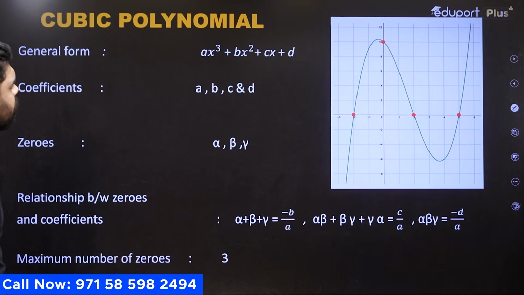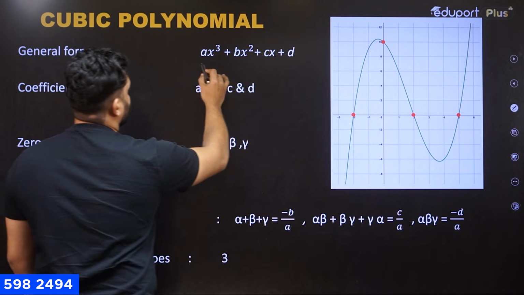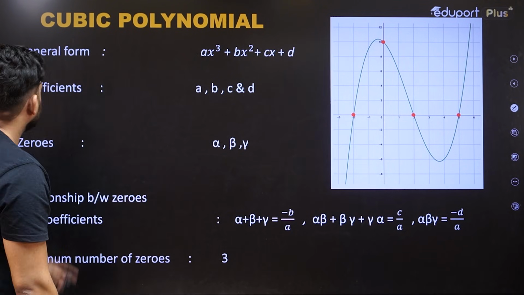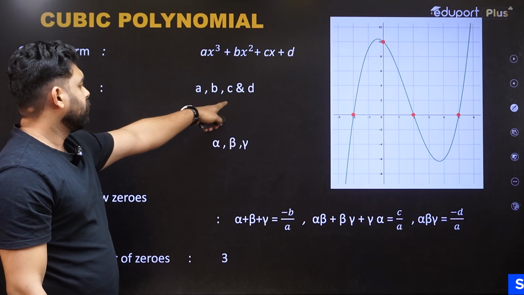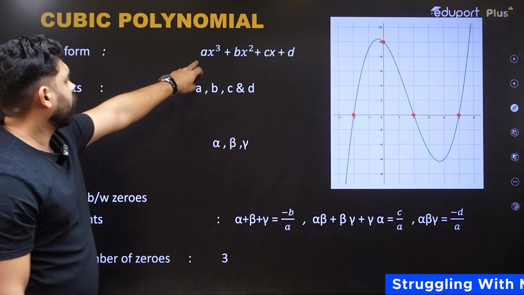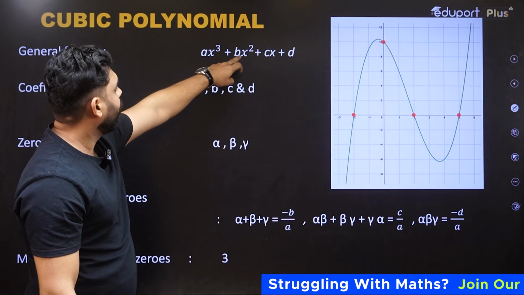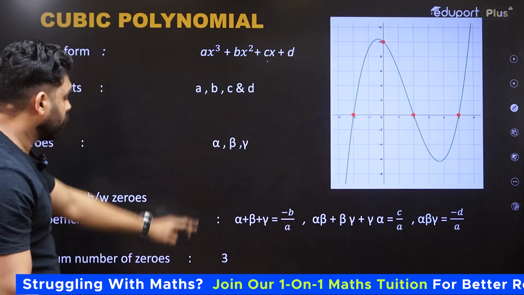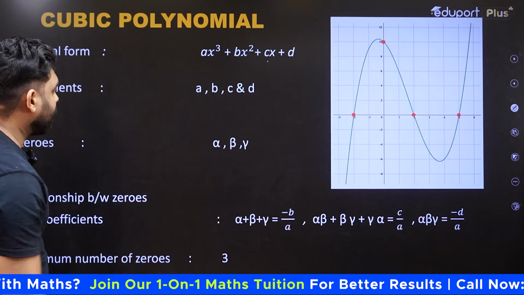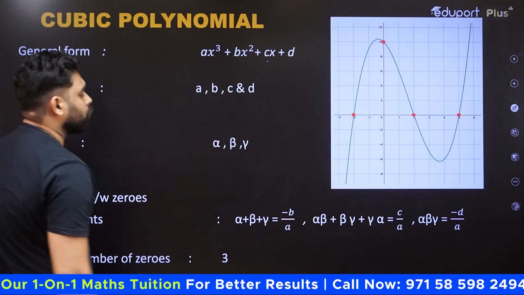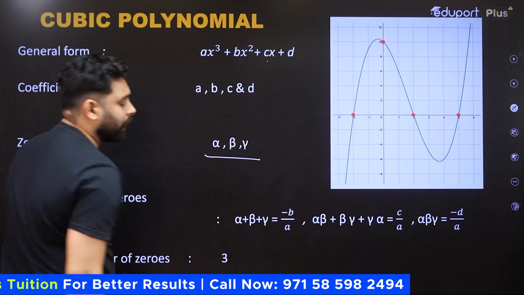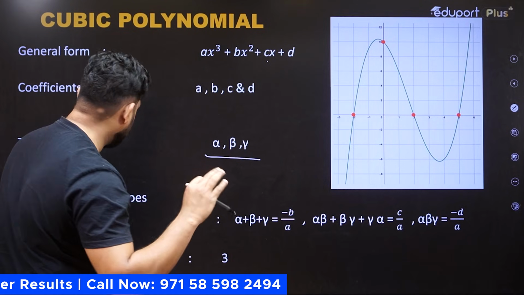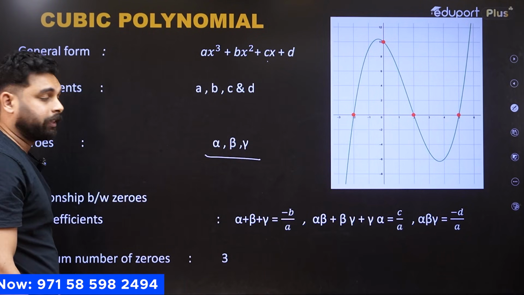Cubic polynomial. The general form is ax cube plus bx square plus cx plus d. Here a, b, c and d are the coefficients: the coefficient of x cube is a, of x square is b, of x is c, and the constant term is taken as d. Then the zeros will be alpha, beta and gamma, that is, the maximum number of zeros will be 3.